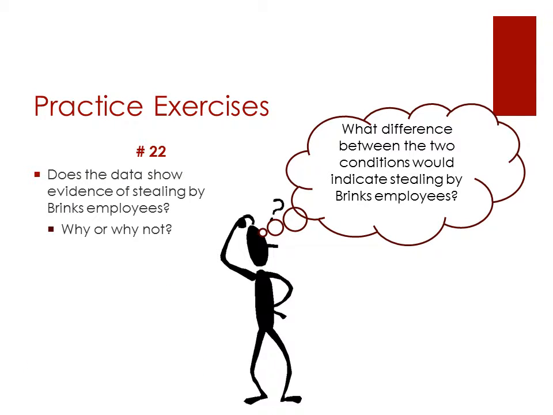The first thing is we need to decide what is the difference between the two conditions that would indicate stealing by the Brink's employees. All right, so we have two conditions. We have a Brink's collection rates, and we have the non-Brink's collection rates. So pause for a moment and think about this just in general language. If Brink's is in fact stealing, what would we expect to see between the two different data sets?